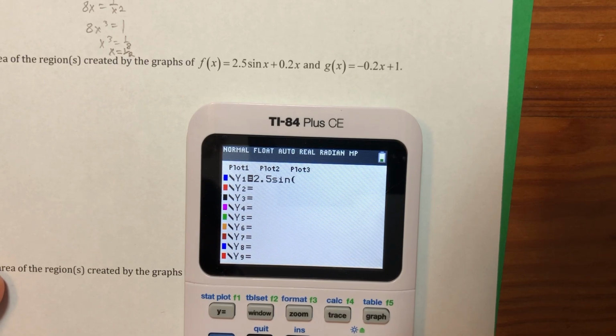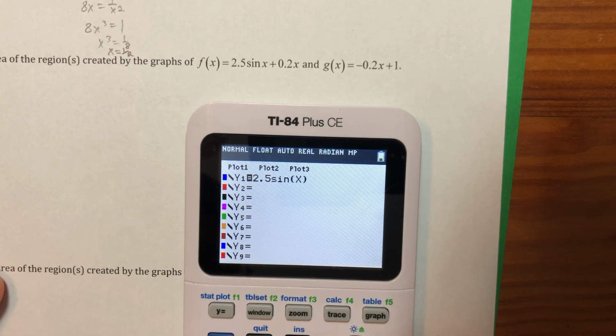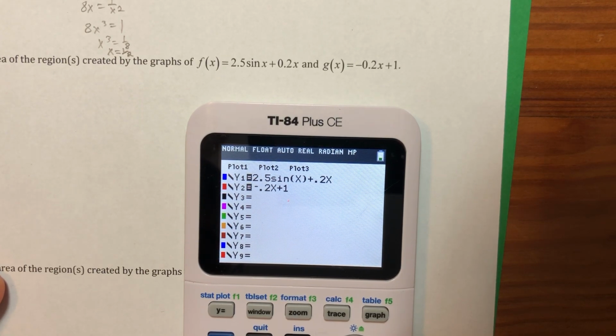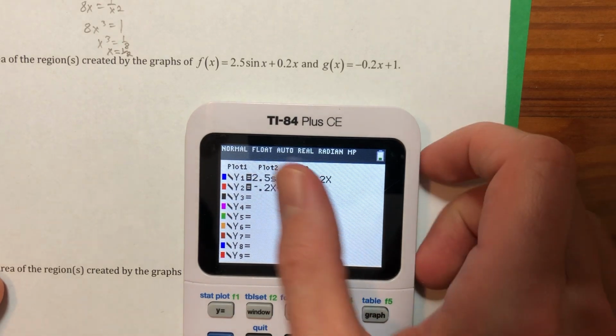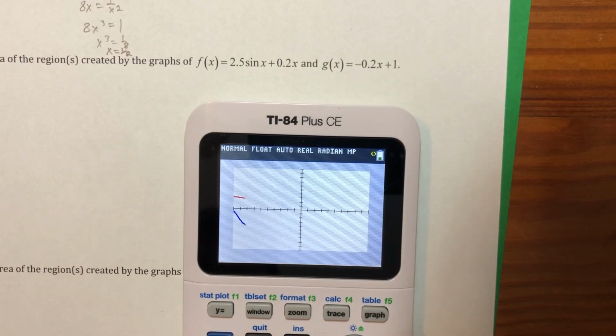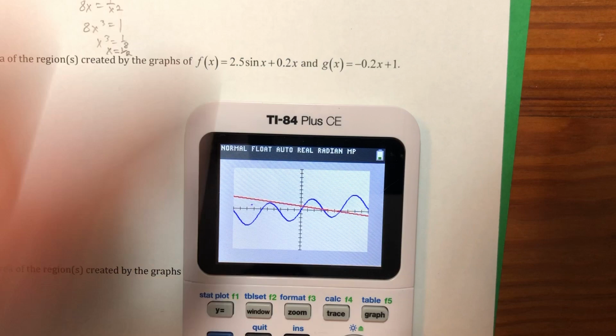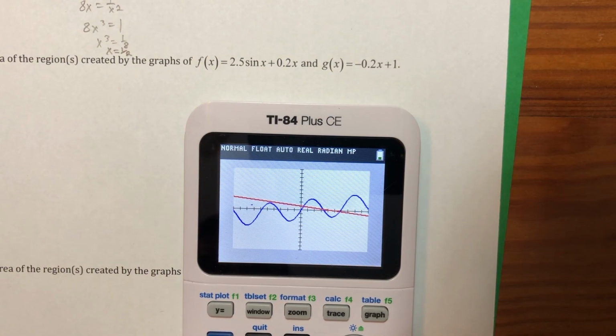So 2.5 sine x. Close that parentheses. Whoa! Better close that parentheses because I wasn't done. Plus 0.2x. And here we have negative 0.2x and plus 1. Okay? So making sure I typed it right. I did. I'm going to zoom standard just to kind of get a visual for what it looks like. And as I read the problem while it's graphing, it says, find the area of the region or regions created by the graphs of this one and this one. And so there might be enough overlap to where I need to do this more than once. And it does happen. Okay.